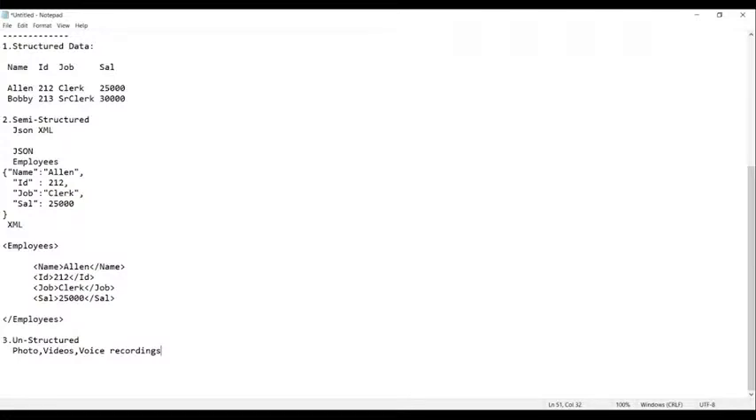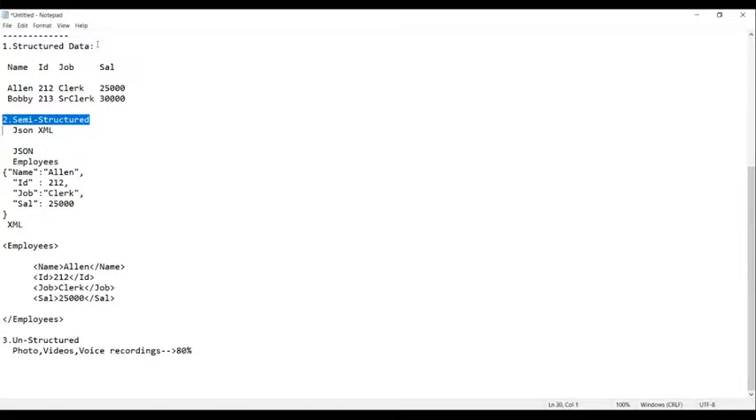Unstructured data. And 80%, guys, what is that? 80% of the data we get is in unstructured format only. Getting my point? Only 20% you will get structured, and what is that? Semi-structured data. Only 20% we get it.